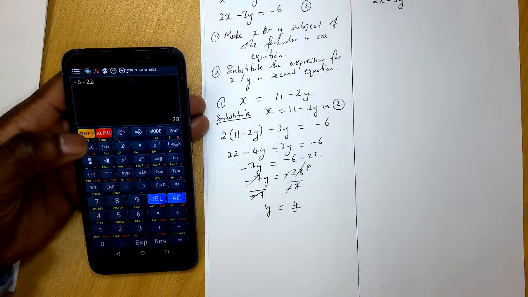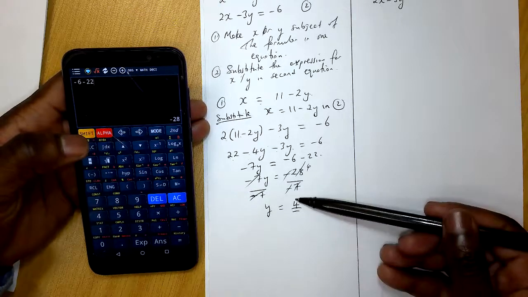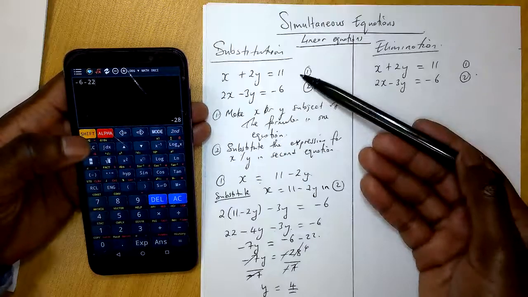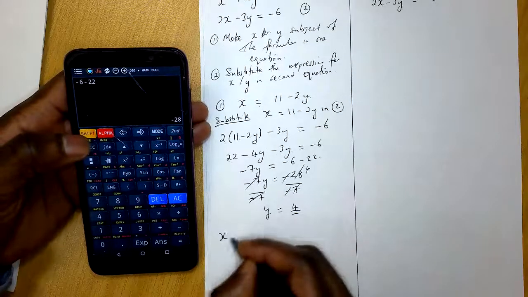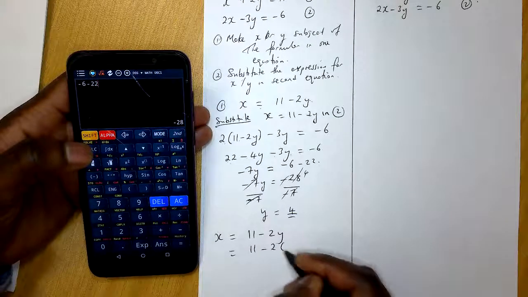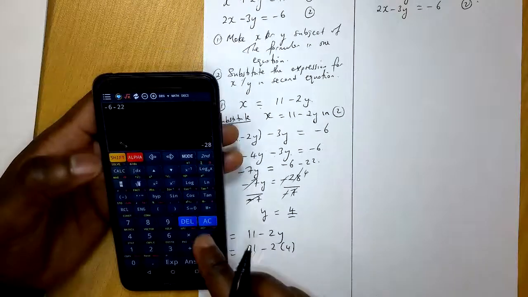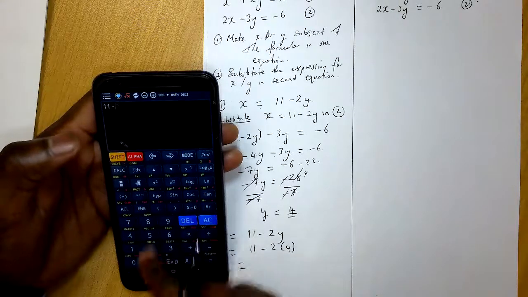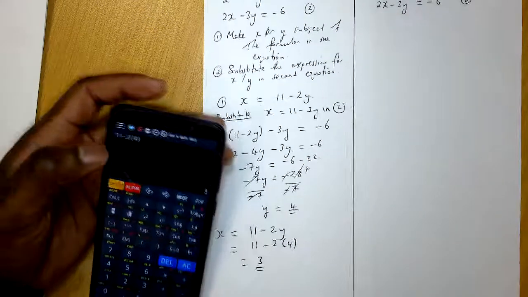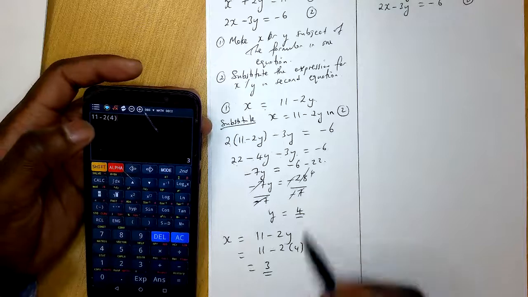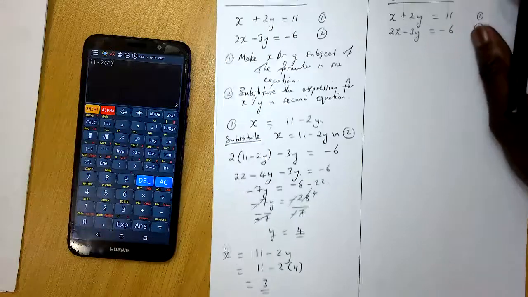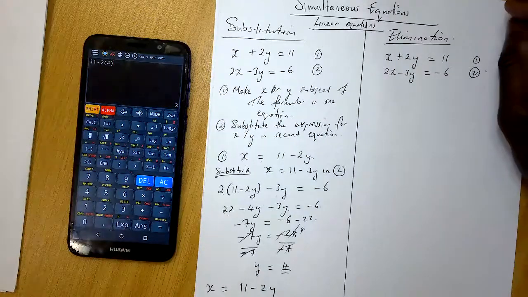Once we have the value of y, what must we do now? We take y and substitute into any of these equations. You can substitute into 1. So we know that x is equal to 11 minus 2y, which is equal to 11 minus 2 times 4, 11 minus 8, which gives us 3. So our answer there is 3. The value of y is 4 and the value of x is 3. That's how we solve by substitution.